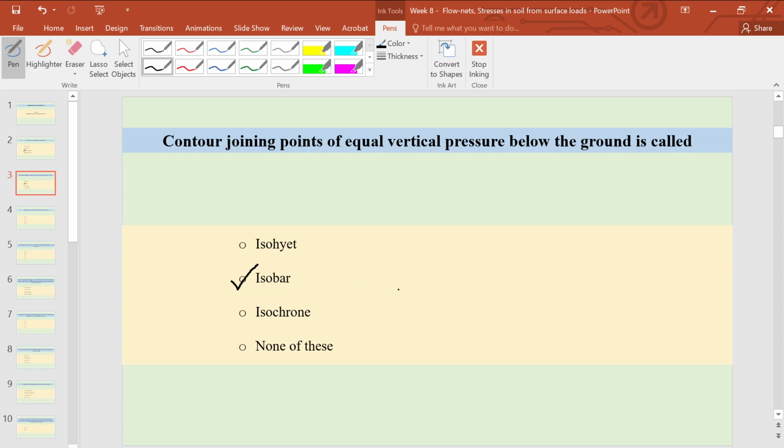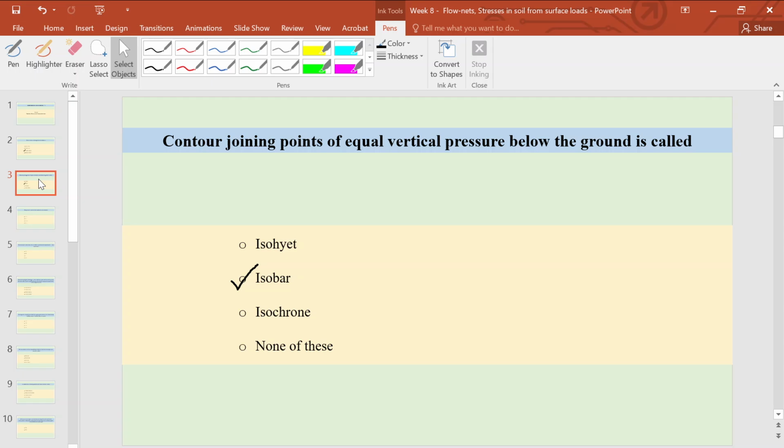Yes, that is also one isochrone, but generally in hydrology also there is a definition. The travel time will be same, like the time taken for water to reach a certain point. In hydrology, the points joining the same time taken for the flow of water to reach a certain point in the watershed are also called isochrones. Yes, catchment area. That is also a definition. So in this question, contour joining points of equal vertical pressure below the ground, the answer is isobar.